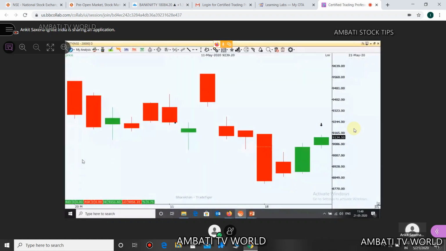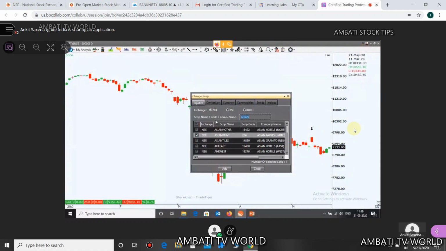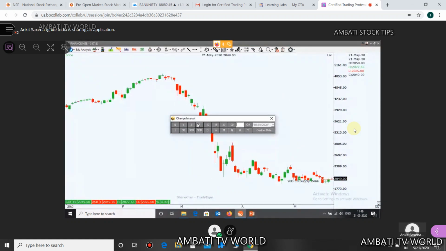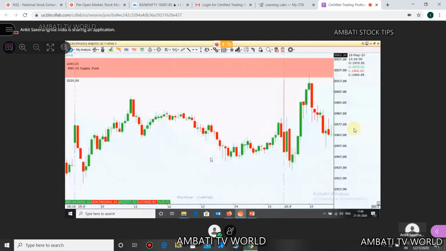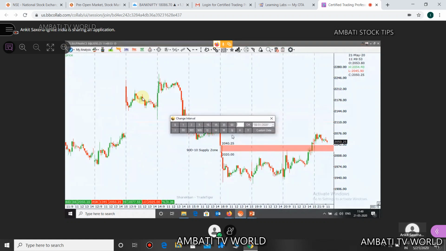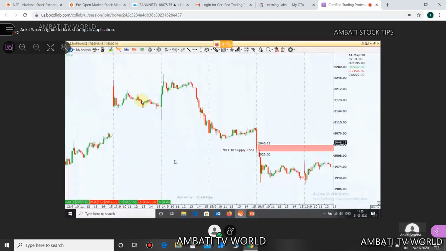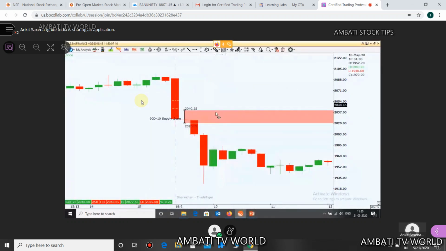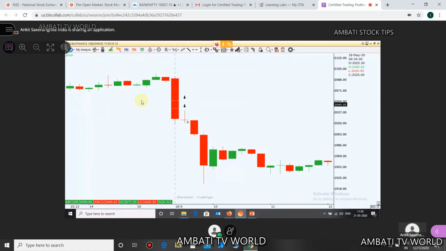Okay, now let's go on to the trade tiger and let's try and see this. Okay, now which type of a candle is this? Which type of a candle is this, guys?